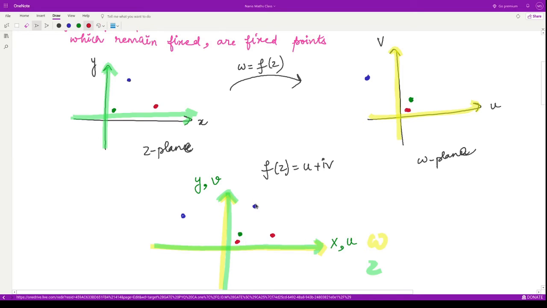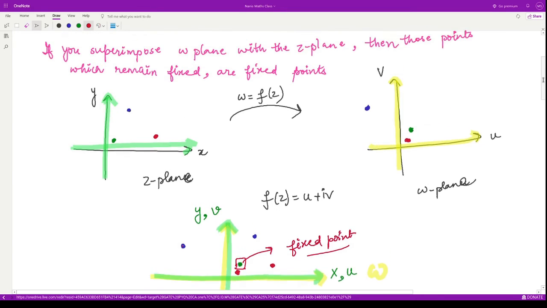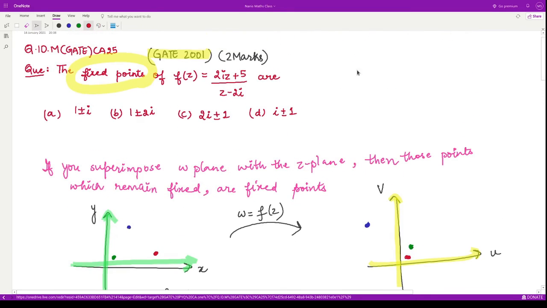Now you see this blue point has shifted a certain distance, this red point has shifted a certain distance, but this green point remains where it was. So that means this point is said to be the fixed point. In order to calculate a fixed point, we just have to set the function equal to the variable itself. That means the condition for evaluating the fixed point is that f of z is equal to z.